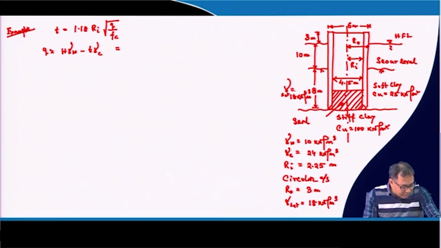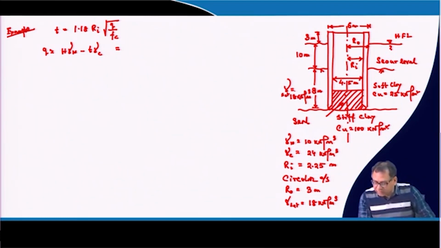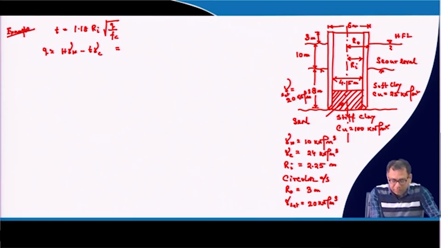Sorry, this is not 18, this is 20 kilonewton per meter cube. So, gamma sat is 20 kilonewton per meter cube. Anyhow, that unit weight may not be required, but it is given that gamma sat is 20 kilonewton per meter cube. Now, what is the buoyancy?